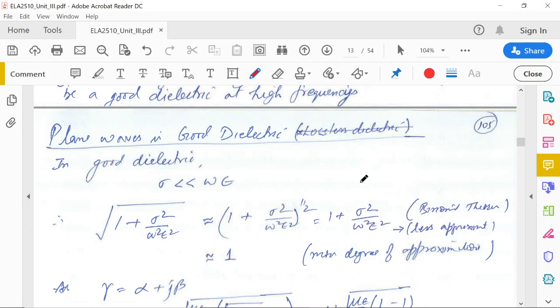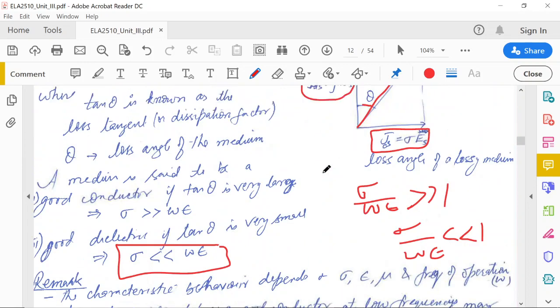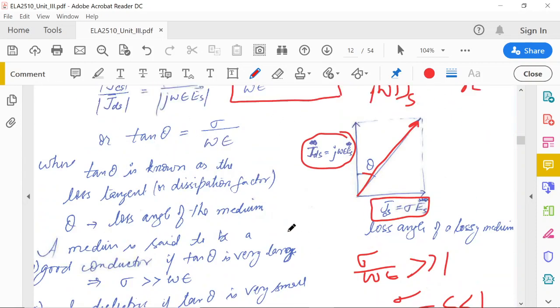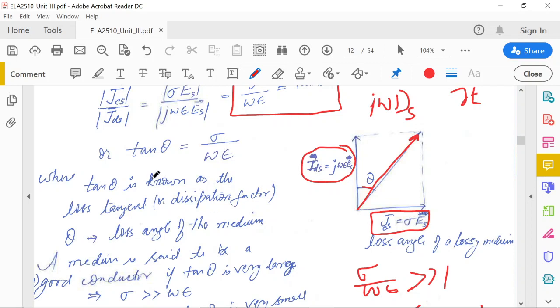In this lecture, we will see the plane waves in good dielectrics and good conductors. In the last lecture, we understood what the loss tangent is. So what do we mean by a good conductor and a good dielectric? We have seen that the loss tangent, tan theta, equals sigma over omega epsilon.